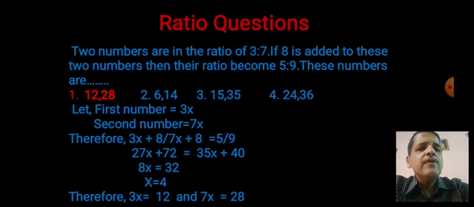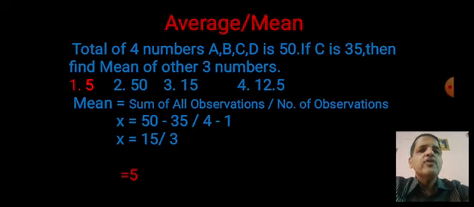So x is equal to 4, which means 3x is equal to 3 into 4, 12, and 7x is equal to 7 into 4, 28. So your answer is 12 and 28. Like that you have to solve questions based on ratio.